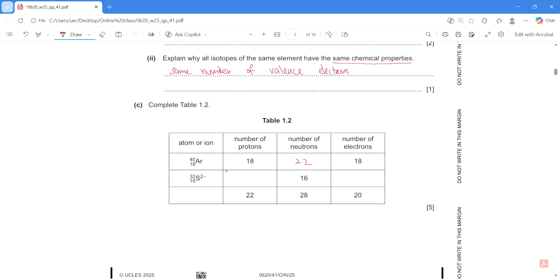The next one, number of protons, you can see from here is 16. Electrons, okay, so see here they have a 2 minus. So 2 minus means you have 2 extra electrons. That's why you have negative charge. So here will be 18 and 22.